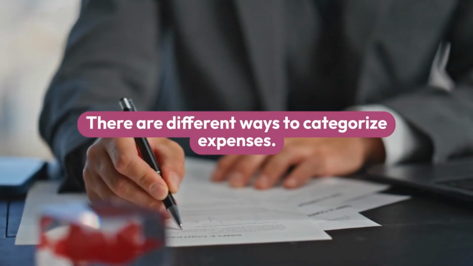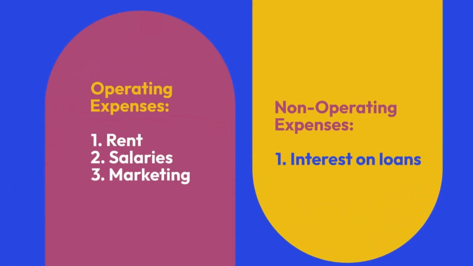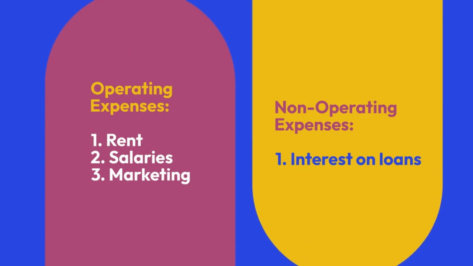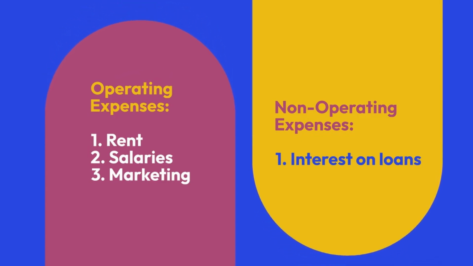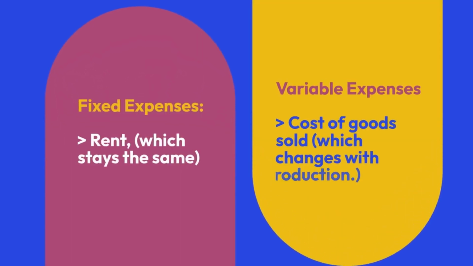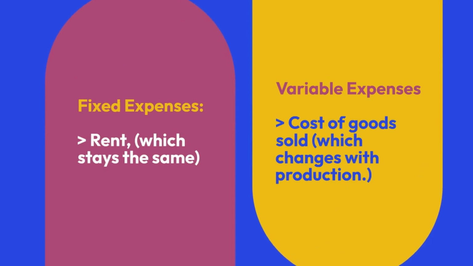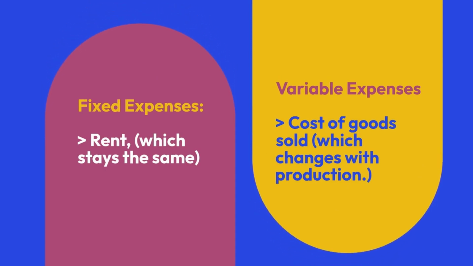There are different ways to categorize expenses. One common way is to divide them into operating expenses, like rent, salaries, and marketing, and non-operating expenses, like interest on loans. Another way to categorize them is as fixed expenses, like rent, which stays the same, and variable expenses, like the cost of goods sold, which changes with production.